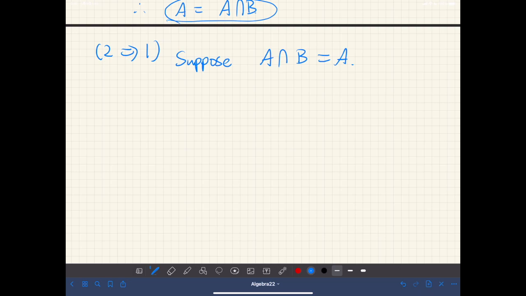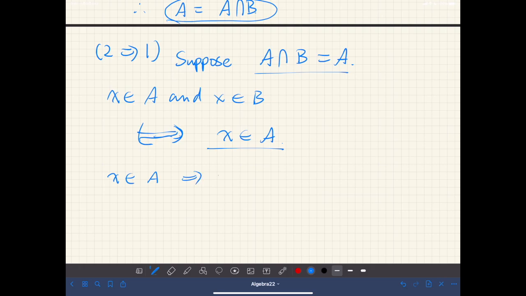Okay, let's see. So this means X is an element of A and X is an element of B is equivalent to X is an element of A. So this means if X is an element of A, then X is an element of B. So this means A is a subset of B. And we are done.